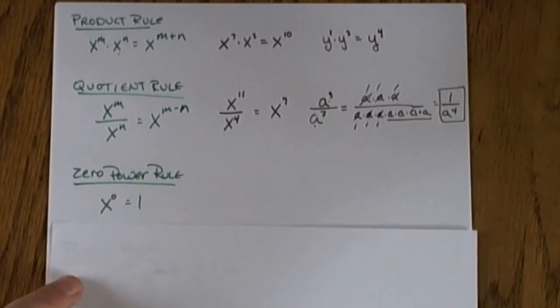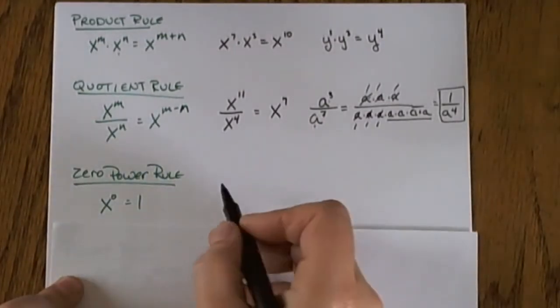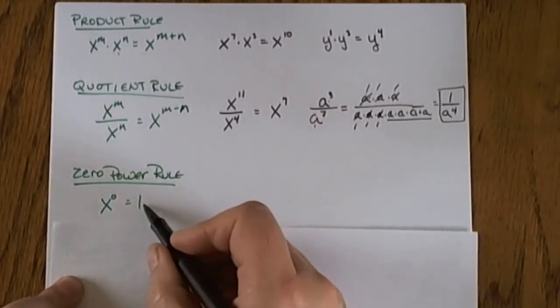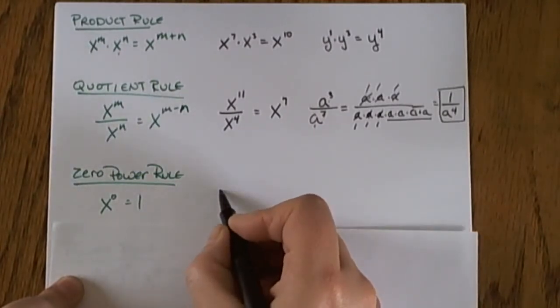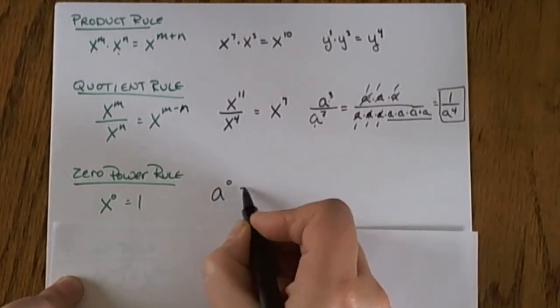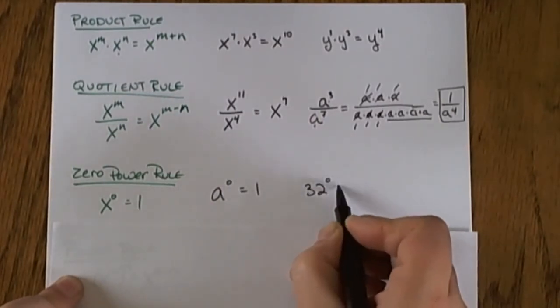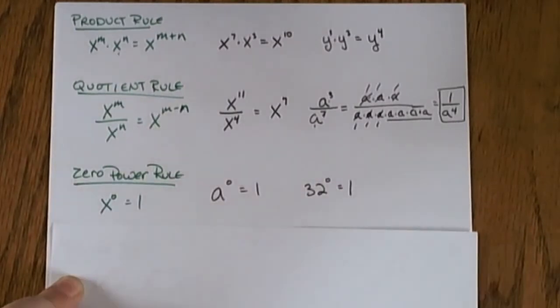The next rule we looked at was called the zero power rule. The zero power rule says if I have anything besides 0 taken to the 0th power, I get 1. So if I have a variable like a and I take it to the 0 power, I just say 1. If I have a number like 32, I take it to the 0 power, again 1.